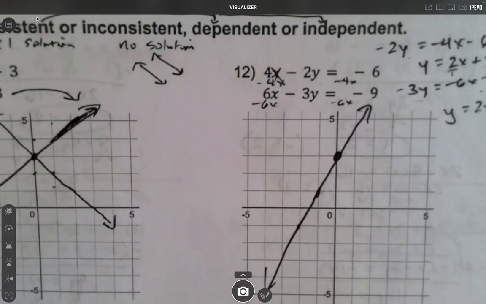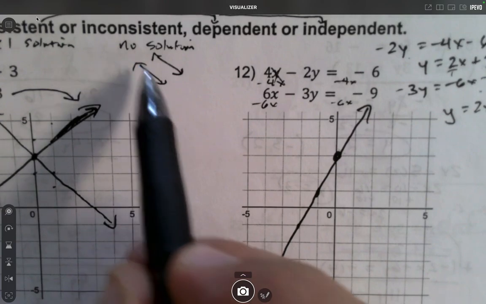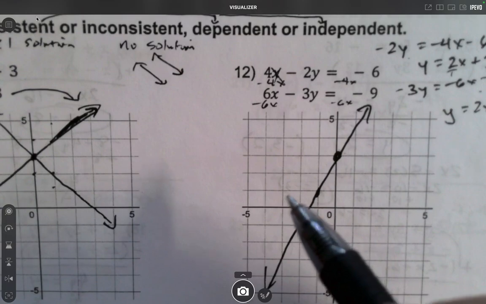Now the only word I didn't talk about is right here, inconsistent. That means there is no solution. That's going to happen when you have two parallel lines that are separated from each other. They never touch, so they have no solution.